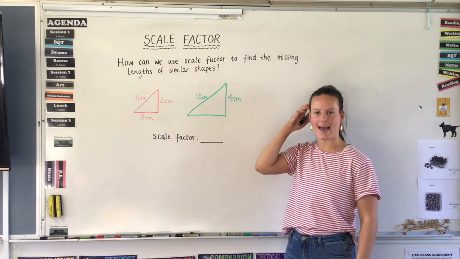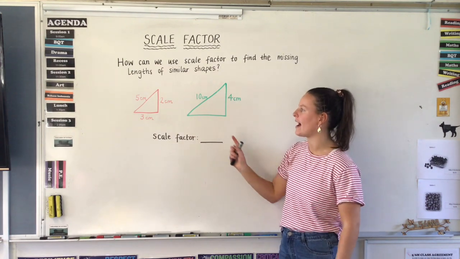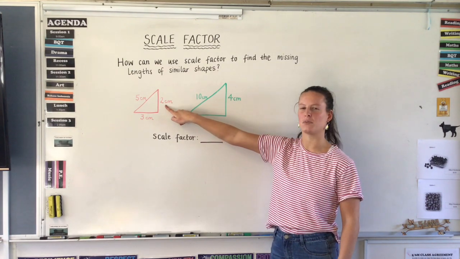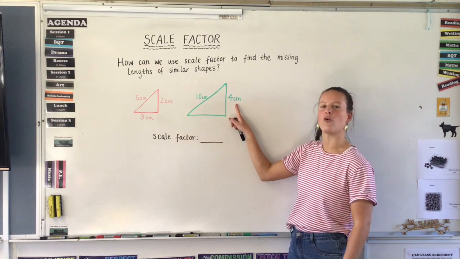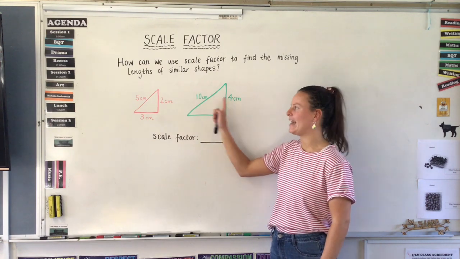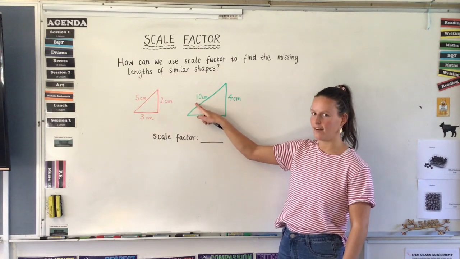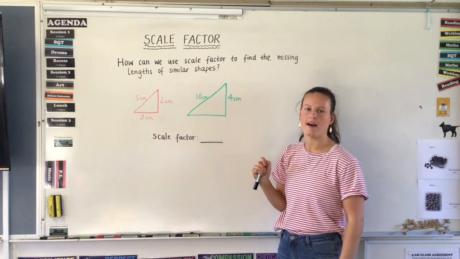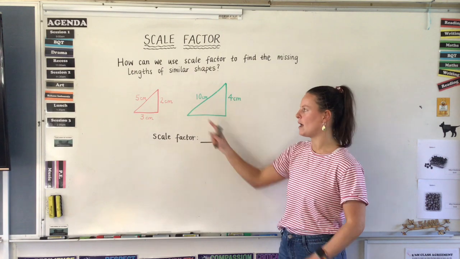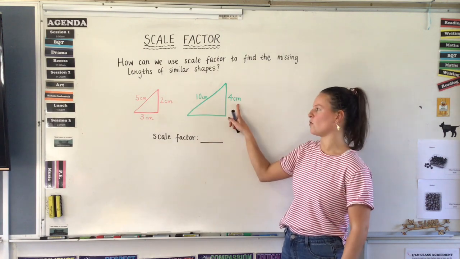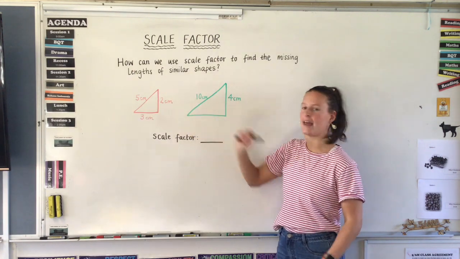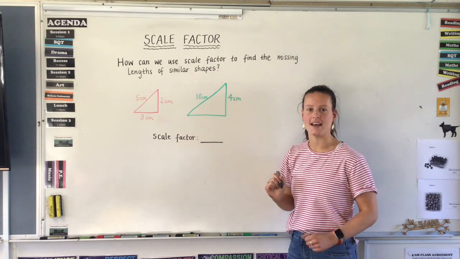Now, to work out the scale factor, all I need to figure out is by what number do I multiply 2 by to get to 4. Then I need to check, if I multiply 5 by that same number, do I get to 10? So I can see that the scale factor for this shape is going to be 2, because 2 times 2 equals 4, and 5 times 2 equals 10. So I can write scale factor is equal to 2.